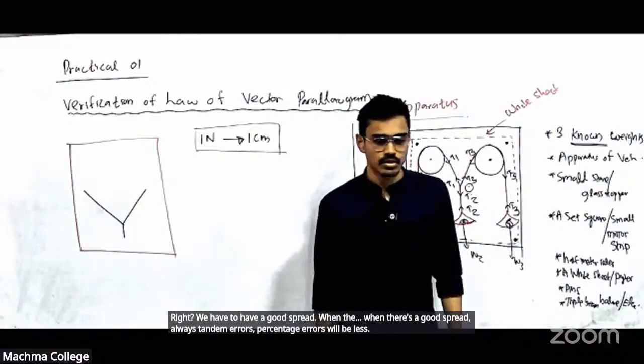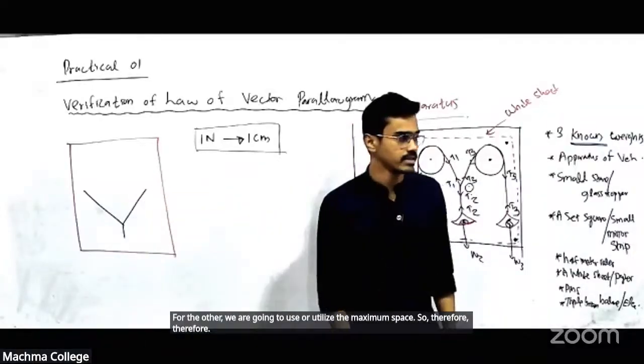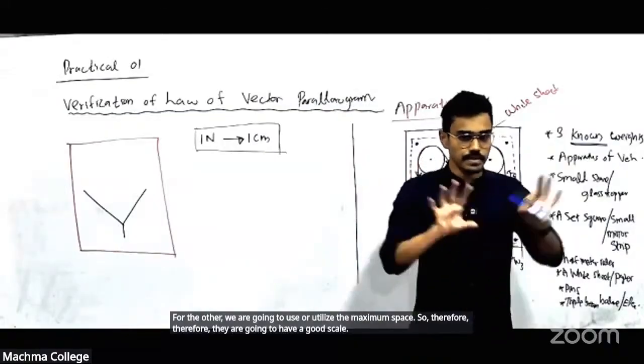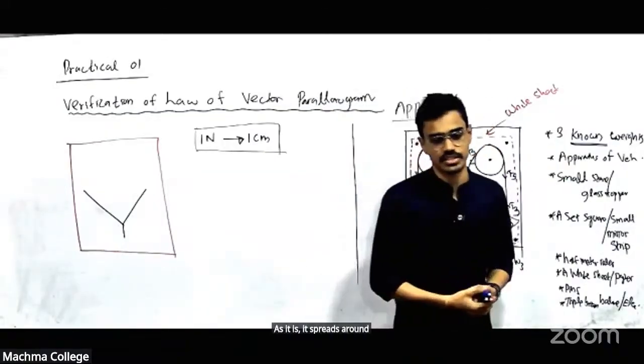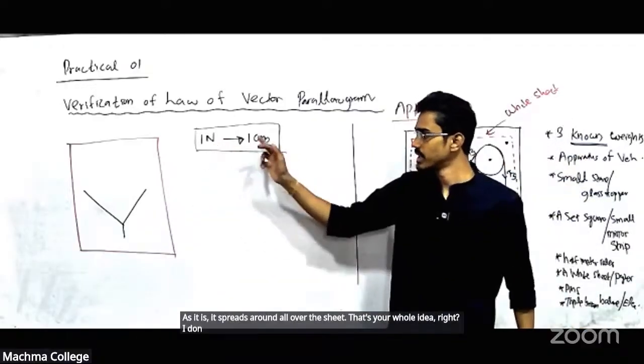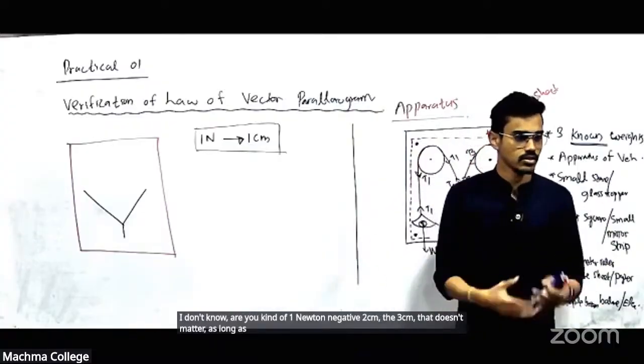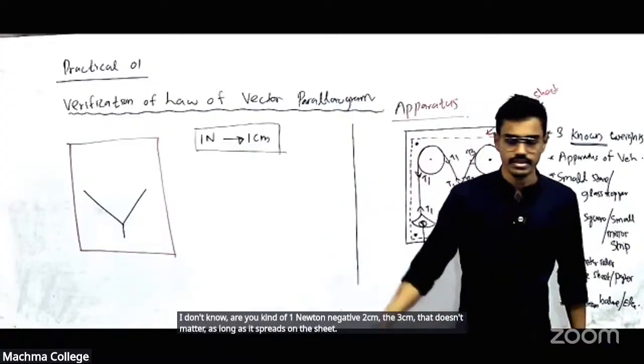So therefore, we are going to have a good scale, spread around all over the sheet. That's the whole idea, right? I can use 1 Newton to 2 centimeters, or 3 centimeters, that doesn't matter as long as it spreads on the sheet, right? That's a scale we can decide.